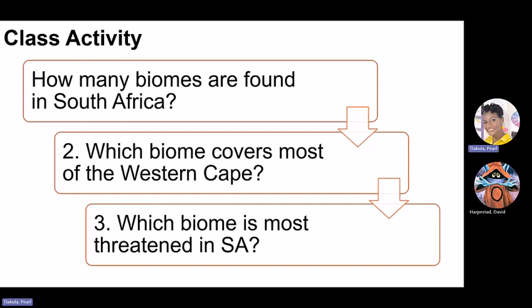So here is a class activity that I want us to do. The first question is, how many biomes are found in South Africa? Do you know? Please name them, write in the chat box. Great. The second question is, which biome covers most of the Western Cape? Do you know? Write in the chat box. Good. The third question is, which biome is most threatened in South Africa? Do you know? Please write in the chat box. Great. You are doing well.